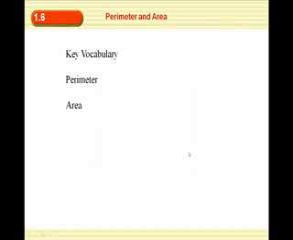7th grade, 1.6, page 32 in your book. This is perimeter and area, so let's get the pen going. So perimeter. Perimeter is the distance around a figure.